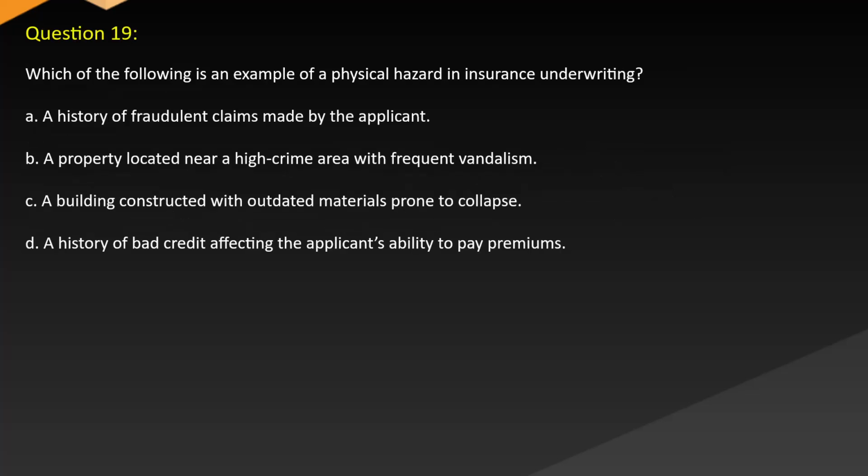Question 19. Which of the following is an example of a physical hazard in insurance underwriting? A. A history of fraudulent claims made by the applicant. B. A property located near a high crime area with frequent vandalism. C. A building constructed with outdated materials prone to collapse. D. A history of bad credit affecting the applicant's ability to pay premiums.